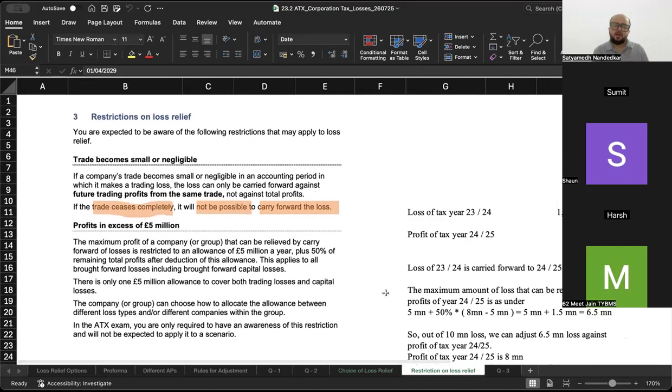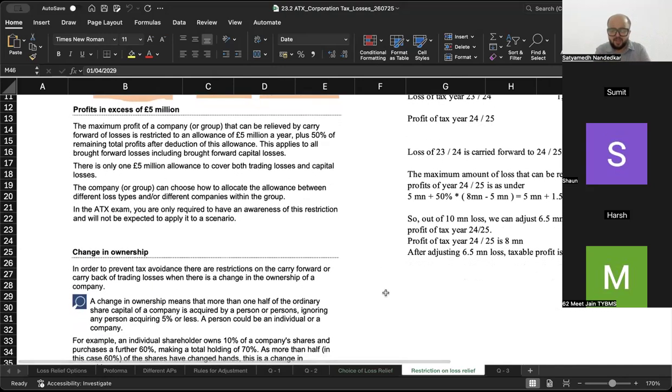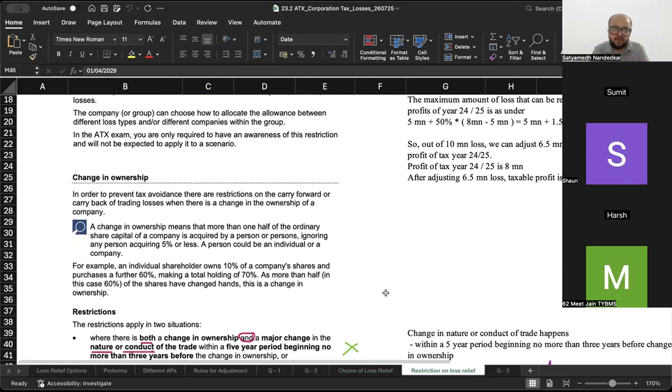And when the trade becomes small or negligible, then it is not possible to carry forward the loss. If the ownership of the business changes and the nature or conduct of trade also changes, both of these things change at the same time, then the loss is not allowed to be carried forward. And profits in excess of 5 million, we had seen, it is 5 million plus that excess amount minus 5 into 50%. उतना relief आपको मिलेगा.